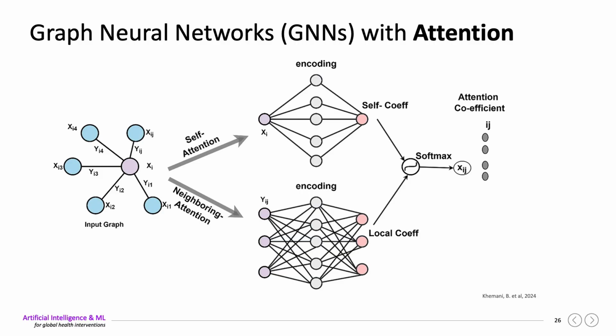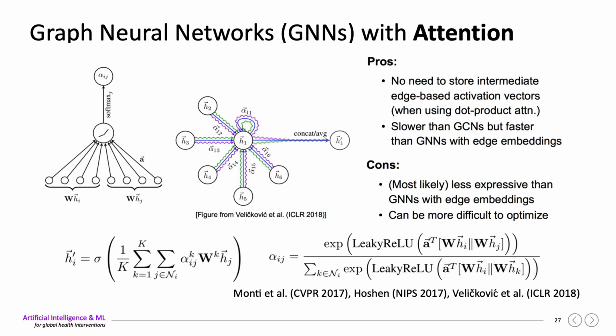The essential idea is that not all neighbors are equally important, and instead of using a fixed normalization constant like in the GCN, an attention mechanism learns how much weight to give each neighbor based on the features themselves. Let's see the formal graph attention network, or GAT. Continuing on attention, this reference is Monti and colleagues, CVPR 2017, Hoshen, NIPS 2017, and Velickovic and colleagues, ICLR 2018, whose figure is shown.